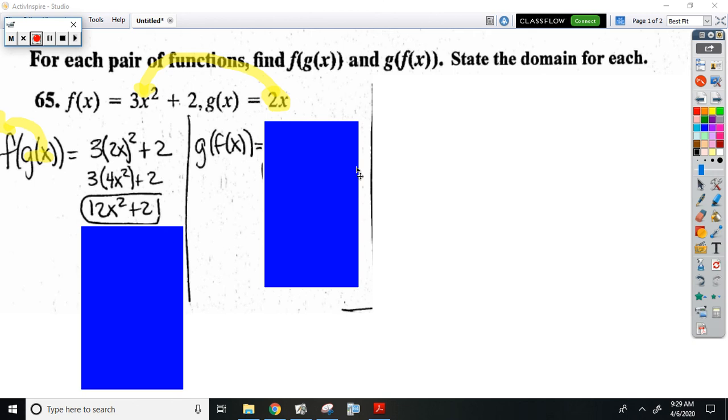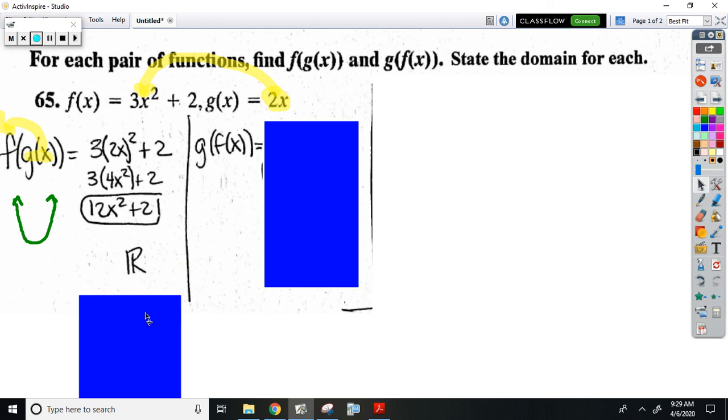And then it does ask us for the domain. The domain of a quadratic, if you remember, a quadratic is going to look like this. It goes left forever, right forever, which means the domain is all real numbers. Also, there's no denominator that would make us have any restrictions.